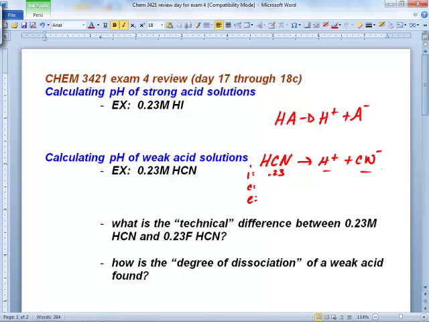So this is a concentration table. This isn't like a mole table like we were doing later around day 18. This is a concentration table. So when you get your X, that actually is the concentration of H plus.